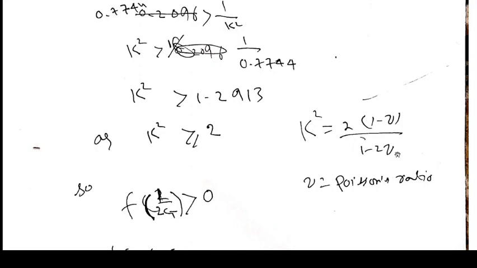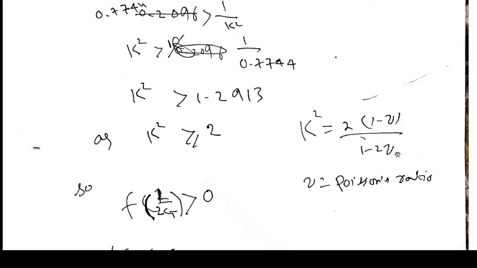Theoretically, it has a value from minus 1 by 2 to plus 1 by 2. And if I am not wrong, practically I am sure that its value is 0 to 1 by 2. Practically, most of the materials, most of the metals, have a value between 0 and 1 by 2 for this Poisson ratio nu. The value of nu is 0 to 1 by 2. I will confirm this in the next lecture.